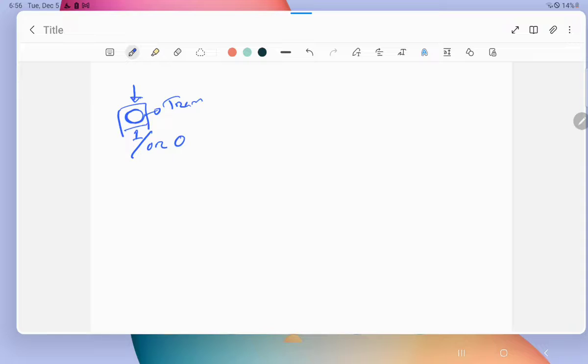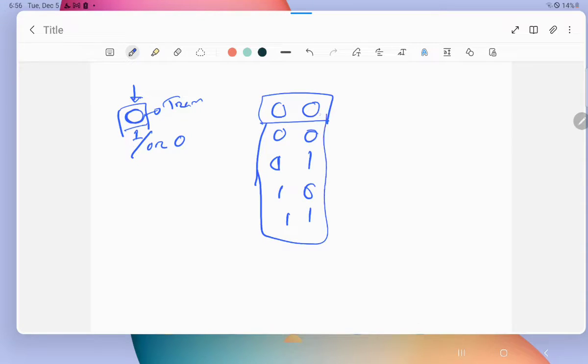Okay, so let's say you have two transistors. How much information can you store? You can store two binary digit numbers. It can be 00, or 01, or 10, or 11. These are the values you can store for 2 bits. So you can store only one of them at a time. This is the way you represent it.